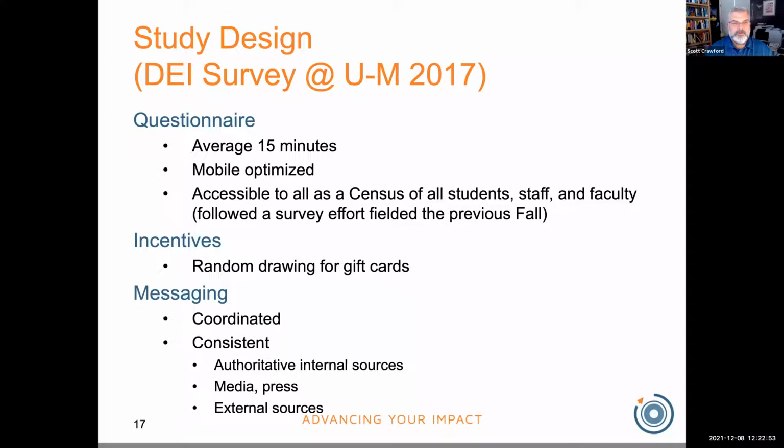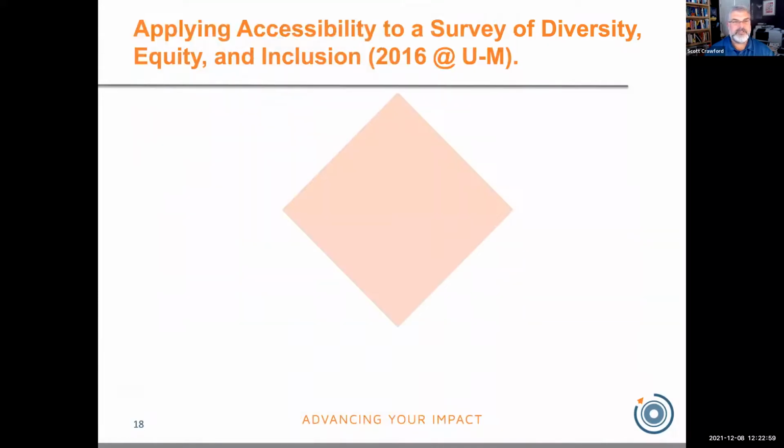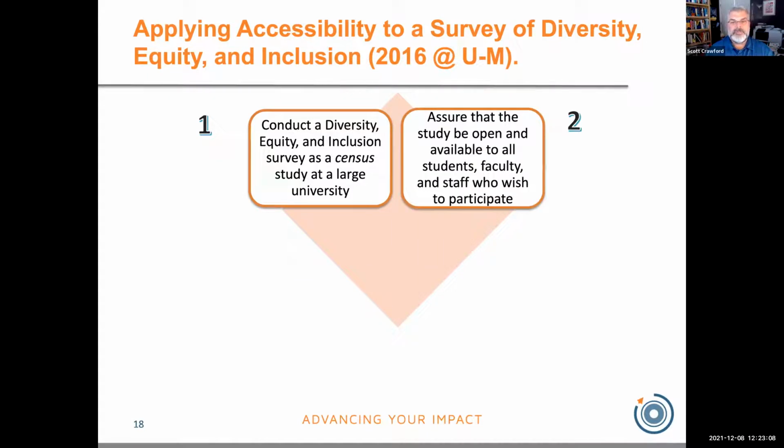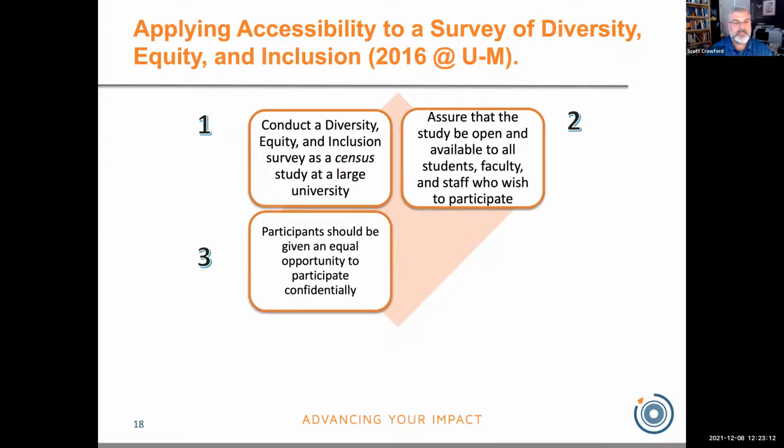This was the effort where they really wanted to ensure that everybody had the ability and equitable ability to participate. So we had the opportunity to conduct a diversity, equity, inclusion survey as a census. We wanted to ensure that the study be open and available to all students, faculty, and staff who wish to participate.